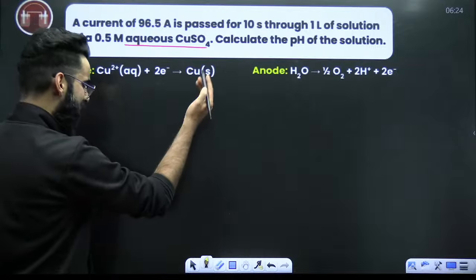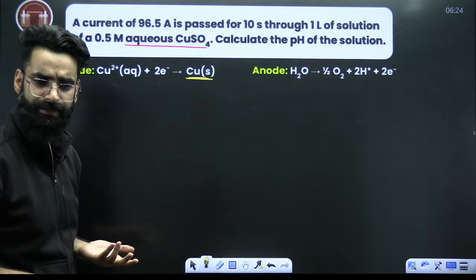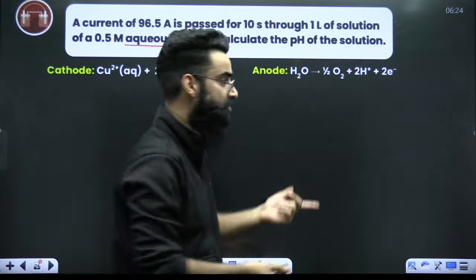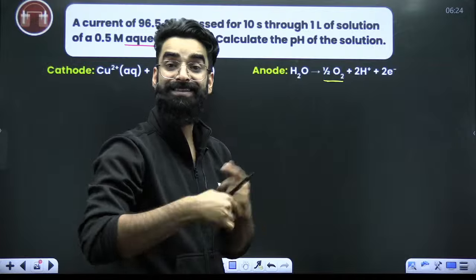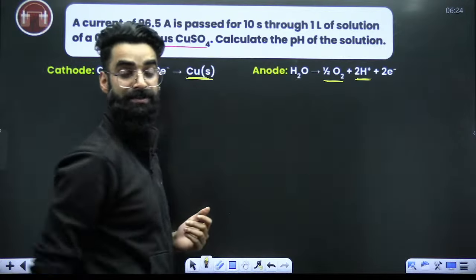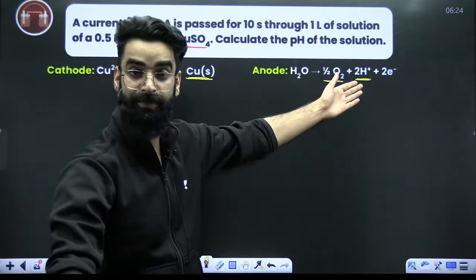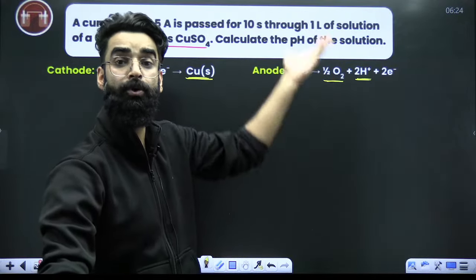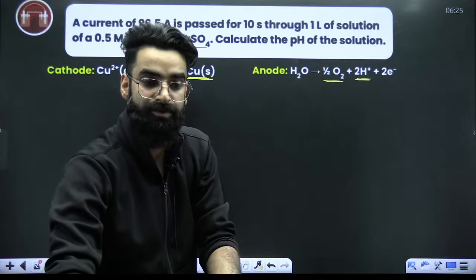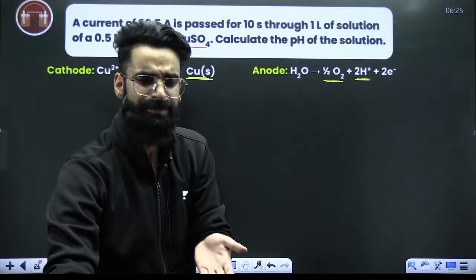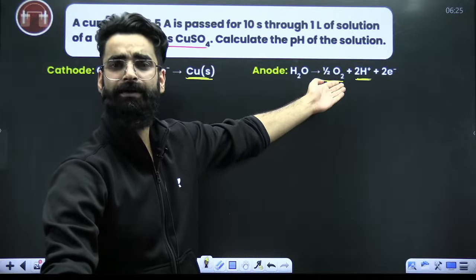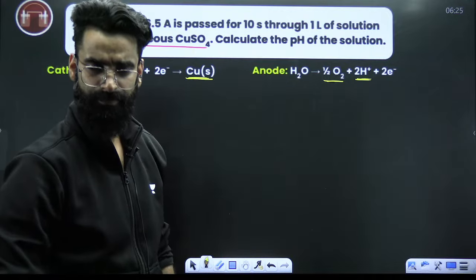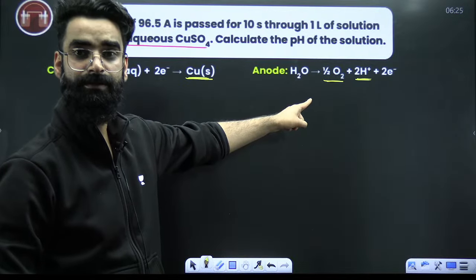Now at cathode, what is happening? At cathode, copper is just being deposited. At anode, water undergoes oxidation, due to which O2 gas is produced. At the same time, H positives are also generated, and those H positives will enter into the solution.